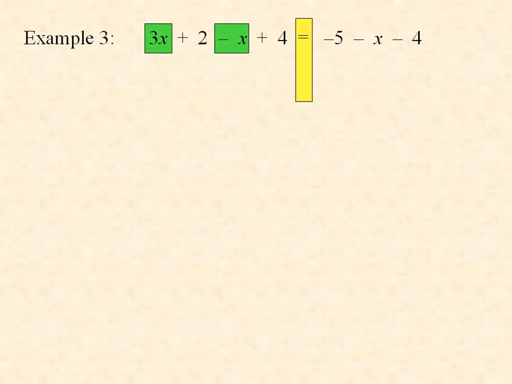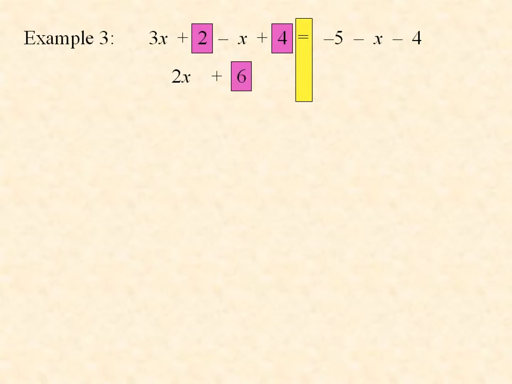On the left side, we have 3x and negative x. They can be added. They add to 2x. We also have, on the left side, the 2 and the 4. They add to 6. So the left side simplifies to 2x plus 6.